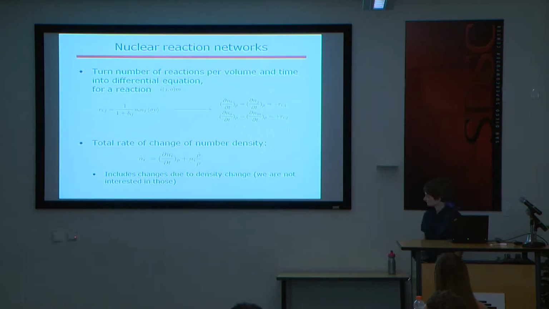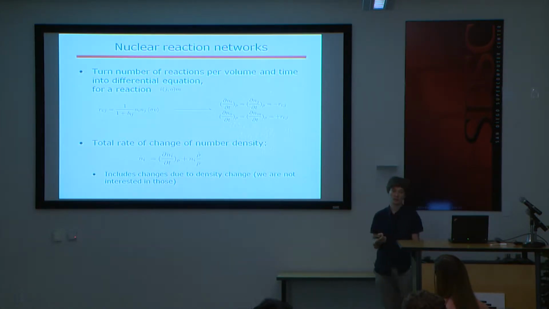So now we want to turn this into a differential equation or a time derivative, how the number densities of these species i and j change. Because for nucleosynthesis calculations, in the end, what we want to know is how the abundance of each nucleus or each isotope we're interested in changes as a function of time.